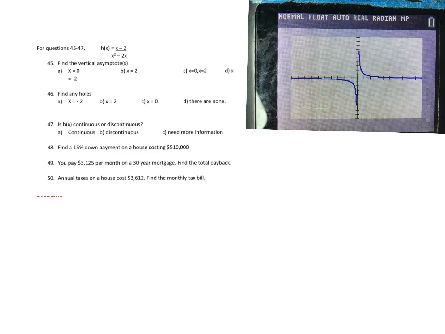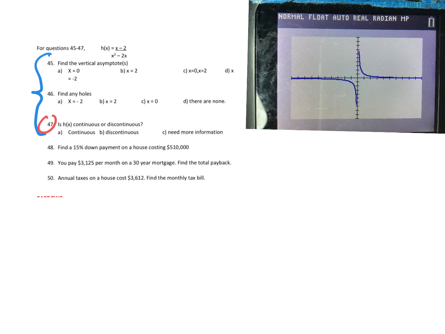For problems 45 through 47, this is another rational function. And this is one that you're going to have to star or highlight. Now I'm going to get to 47 first. Is h of x continuous or discontinuous?